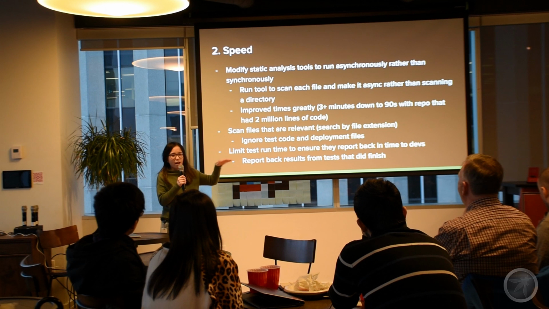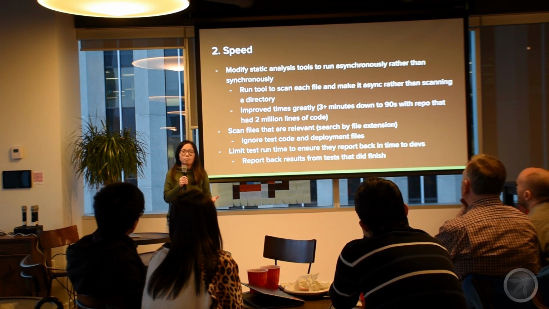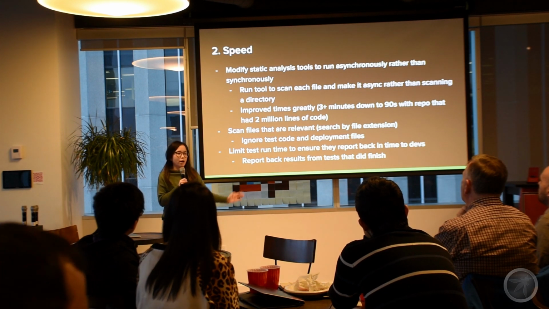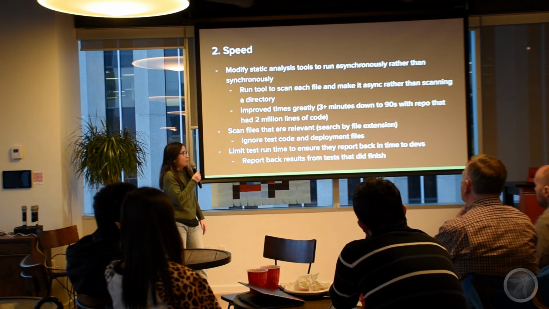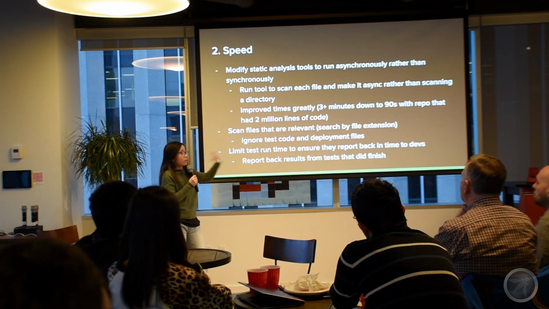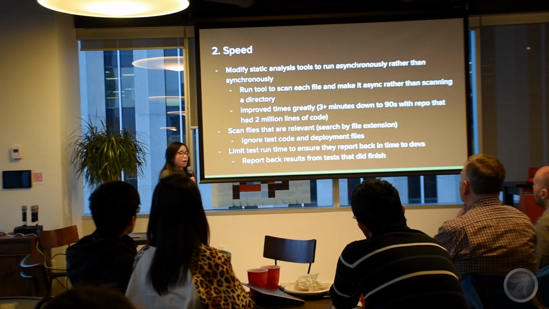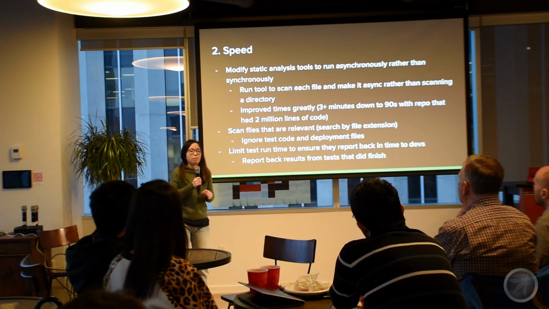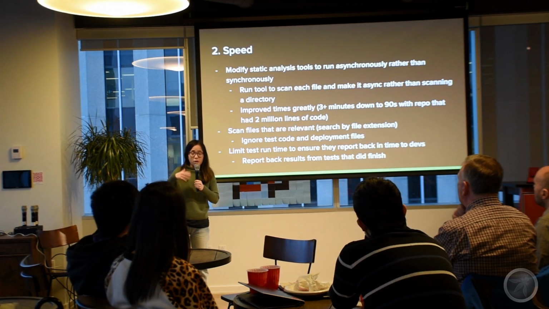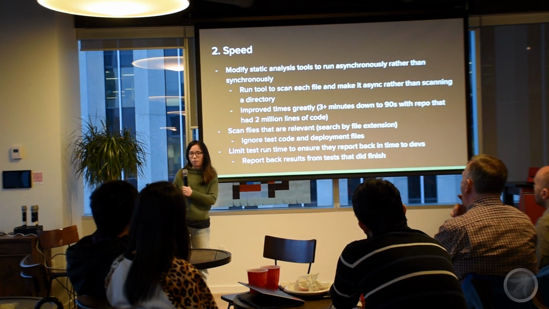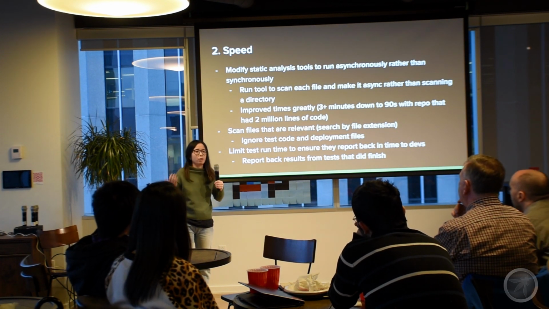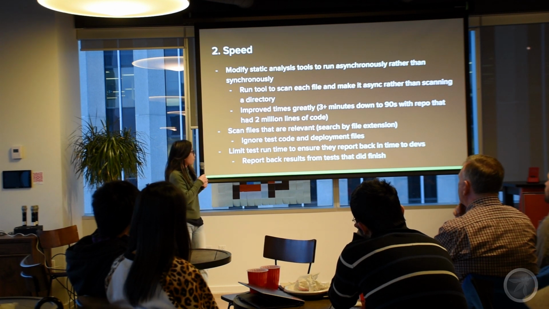Another way is to scan only files that are relevant. Some of these tools are pretty dumb in the sense that they just scan everything. They don't know what it is, they just try to scan it. So you could search by file extension. If you're just analyzing Python code, just scan .py files. Also, you can ignore test code. Most of the repositories at my company are structured so that they have a test folder with test code, and a deployment folder with deployment files. So I would ignore those files automatically.